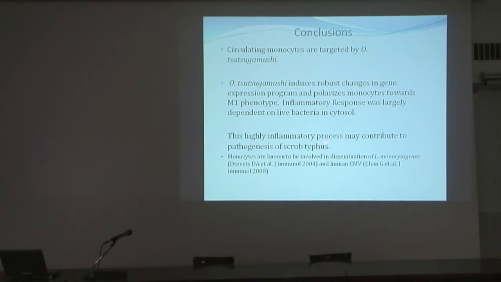This highly inflammatory response may contribute to the pathogenesis of scrub typhus, as monocytes are known to be involved in the dissemination of Listeria monocytogenes and human CMV. So it's possible that Orientia may exploit M1 monocytes for its dissemination from the infected area in the skin to visceral organs.